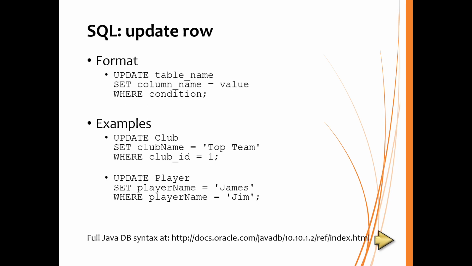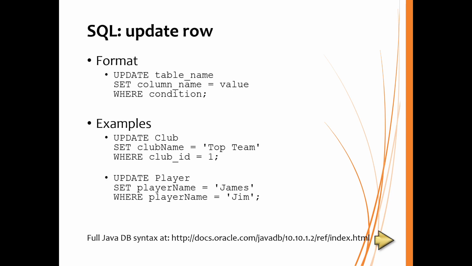If we forget to put that where clause, then we're going to attempt to change every single club name to top team. Now that won't work because, if you remember on that previous screen when we were creating the table, we said that the club name had to be unique. So that would fail. But if we didn't have the unique constraint, that would change the club name for every single row in the table. So we don't want that. We're just going to say only where club ID is 1 are we going to make this update.